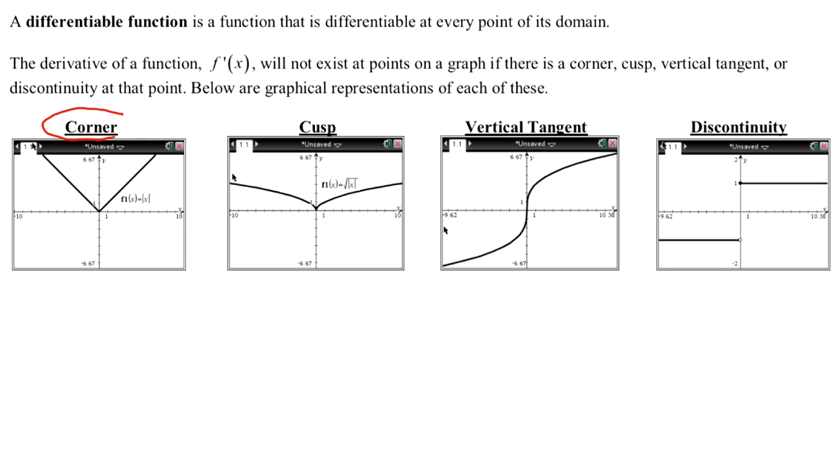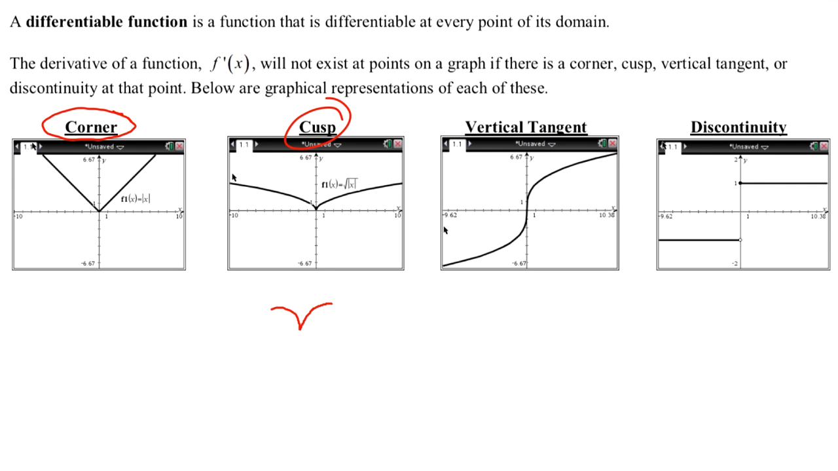One of those places is going to be a corner. Anytime you have a sharp turn in your graph like this, where it's not a curve down here, but it's going to be a sharp corner, you will not have a derivative at that particular point. Another place is going to be a cusp, and a cusp is when you have a curve coming this way and a curve coming this way, and you can kind of think of it as like the little birds you used to draw when you were in first grade.